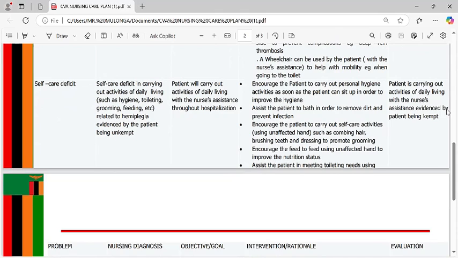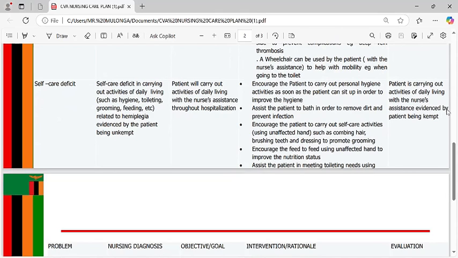So having said the goal, we can move now to the interventions. Number one, I will encourage the patient to carry out personal hygiene activities as soon as the patient can sit up in order to improve hygiene. So you have to encourage them.